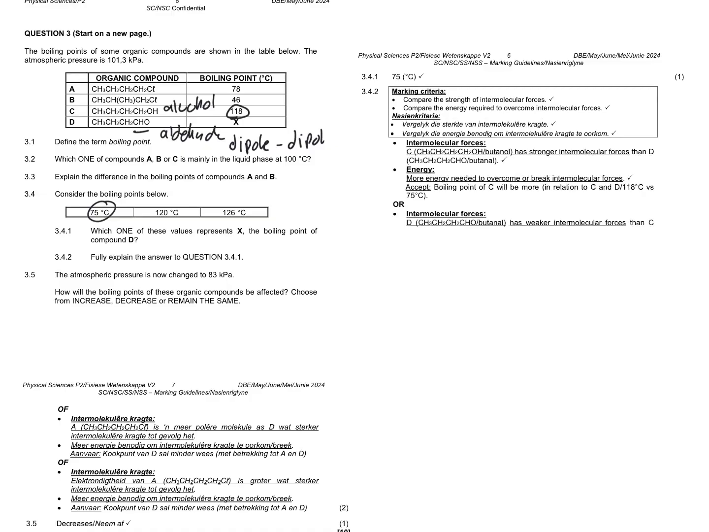And they say fully explain your answer in 3.4.1. So now once again, it's going to be the strength of the intermolecular forces. So C has stronger intermolecular forces than D. They say you must fully explain. So ideally, I would like you to say that C has hydrogen bonding and D has dipole-dipole. Hydrogen bonding is stronger than dipole-dipole, so more energy is needed to overcome the intermolecular forces in C. Oh, they say break as well. Break is not correct. You should say overcome. But again, they get quite lenient because of the language and everything else.